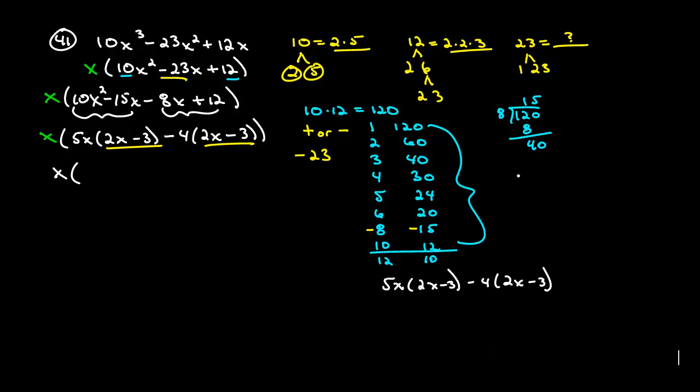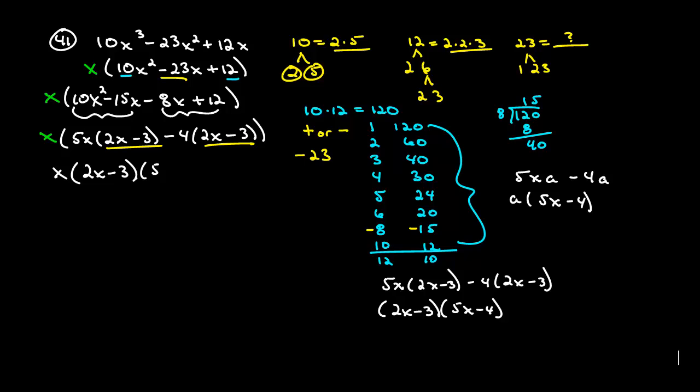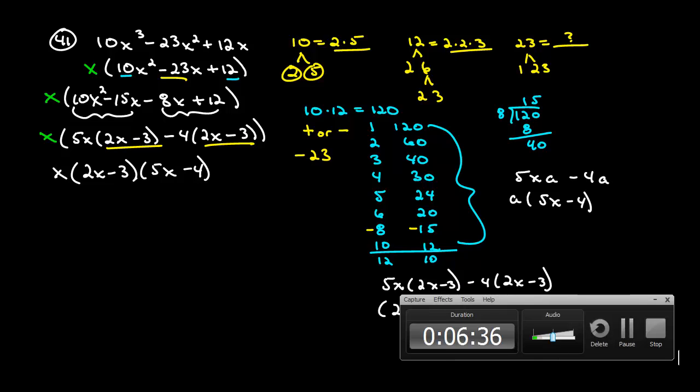It's like if you had 5x times a minus 4 times a, and I asked you to factor, you would say, oh, I can pull an a out. So you go like this. Same deal here. I'm going to pull out a 2x minus 3, and I'm left with a 5x minus 4. Just like that. So that's the complete factorization there.